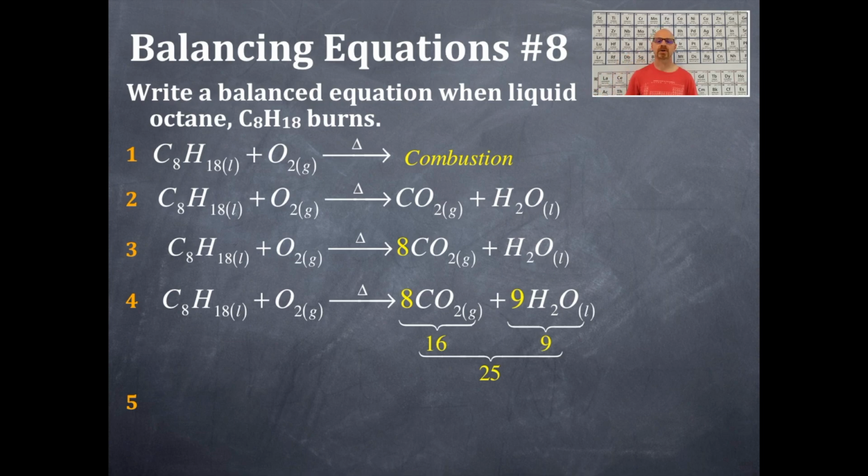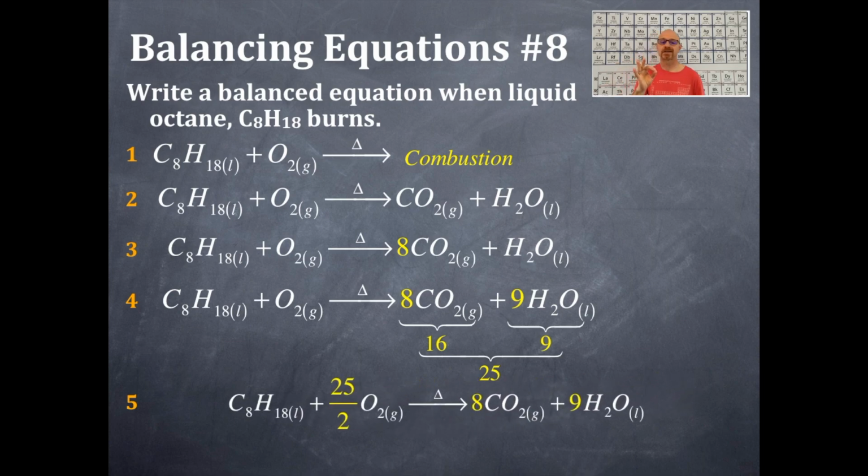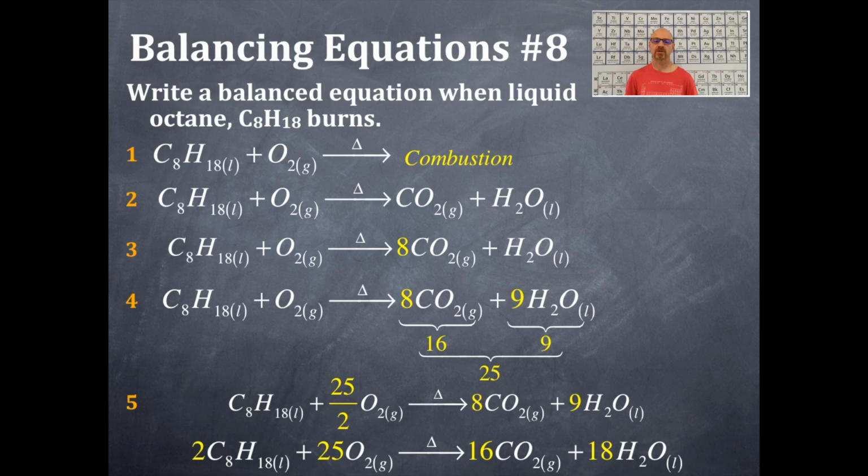So when it's an odd number, you're going to take that odd number, in this case it's 25, and we're going to say 25 over what number? So we're using fractional coefficients, so it's 25 over 2. So now I'm going to put that 25 over 2 in front of the molecular oxygen. This equation right here on line number 5 is actually correctly balanced right now. But in order to get rid of that 2 in the denominator, I'm going to multiply everything by that 2. And now this is what I get for my balancing of this equation.